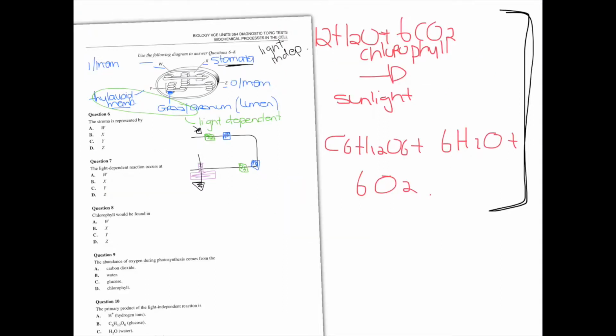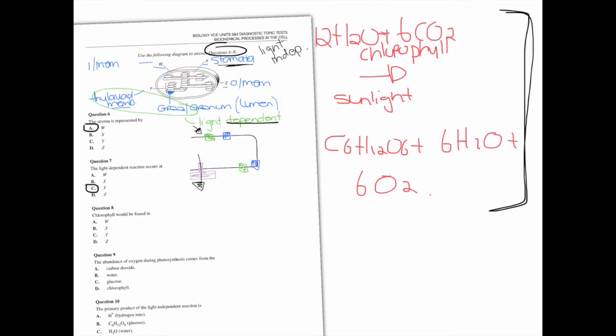All right, question 6. Use the following diagram to answer questions 6 to 8. Remember, we've already labelled it, we've already got our equation. So the stroma is represented by, obviously we've already labelled it, A. The light-dependent reaction occurs at, I can't even read my own writing. Light-dependent, that's occurring at Y. So the answer there is C.